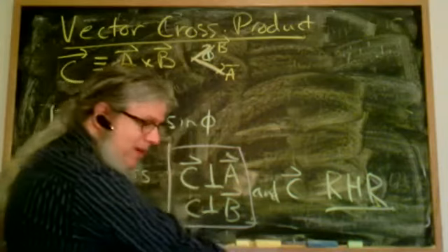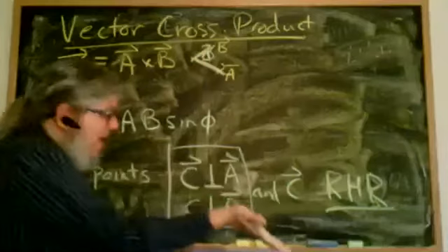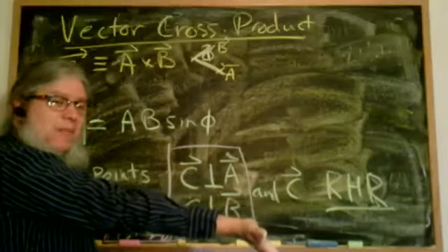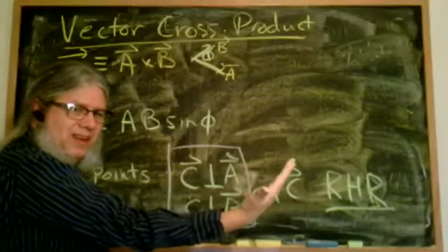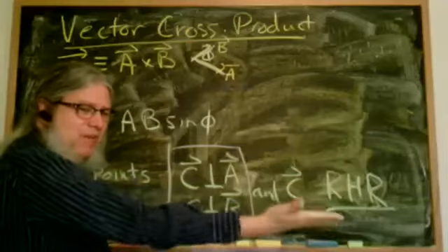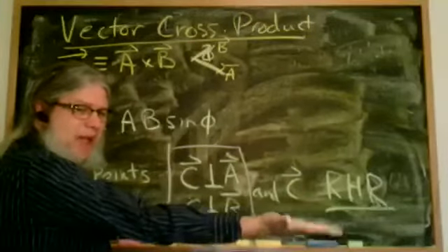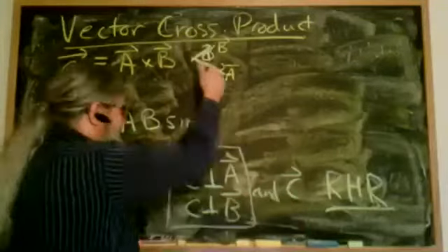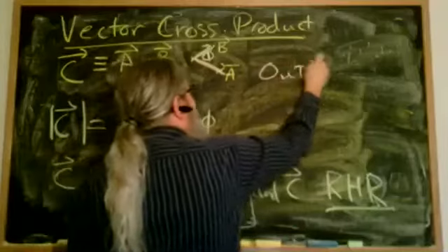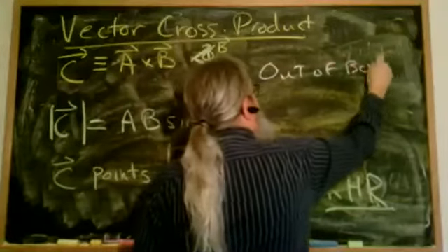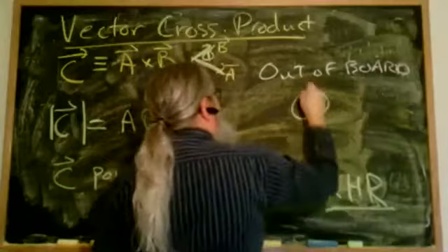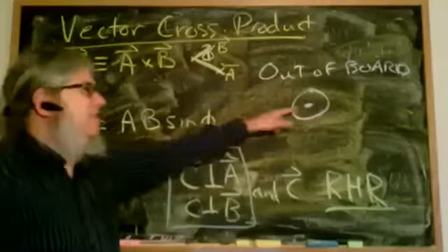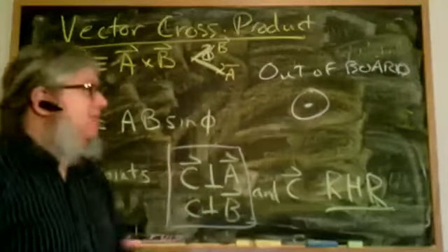So I point my arm in the general direction of A. Here I am pointing my arm. Then I swing my wrist from A to B, like this. If I need to, I rotate my wrist until I can go from A to B. Thumb points in the direction of the cross product. So in this case, the cross product is out of the board. Often out of the board is represented by a little target with a dot in it. Imagine an arrow piercing a piece of paper just about to come out to your head.